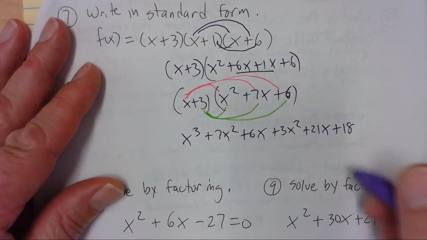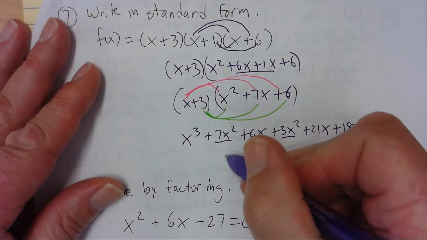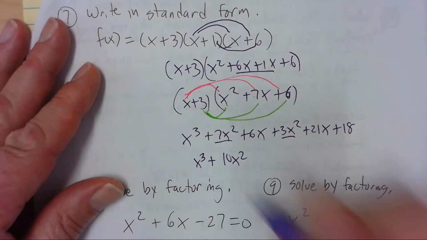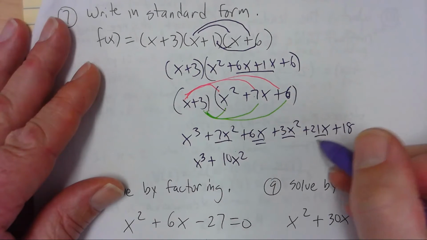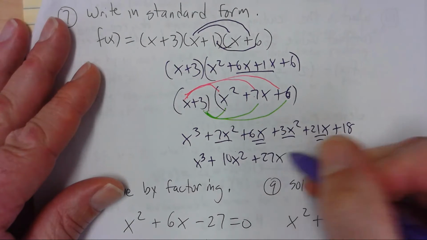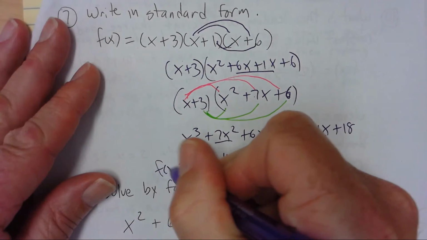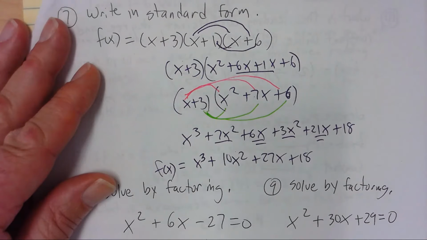Then we put the squareds together. We get 10x squared. The x cubed doesn't have a partner. The x's go together, so it'd be 27x, and then the 18 doesn't have a partner, and that's what f of x is equal to. So there it is. This is the answer down here.